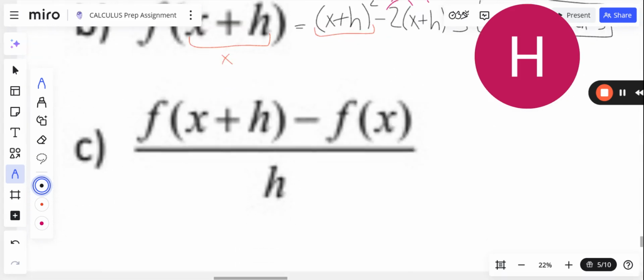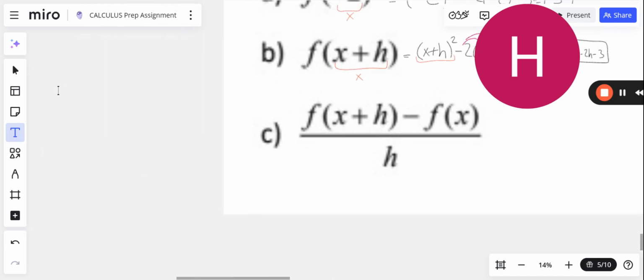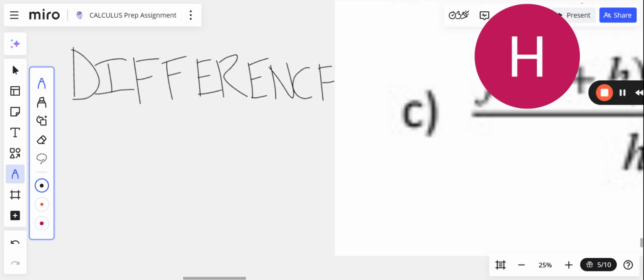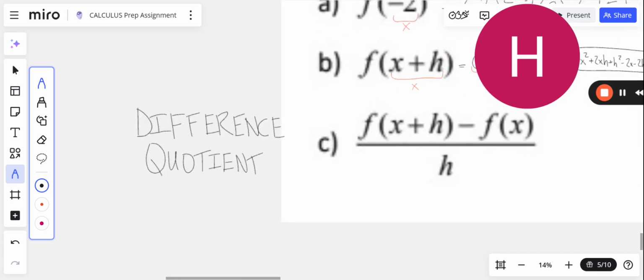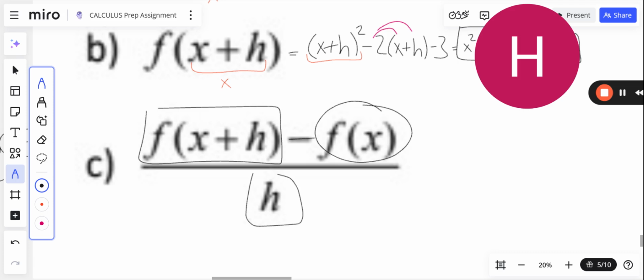But here's where things get truly interesting. This, what we're looking at, is called a difference quotient. Very important term and phrase to use here. This is called a difference quotient. Why do we call it that? Well, let's look at the words that we're using. Difference means subtraction. Quotient means division. So we're basically going to be doing some subtraction and some division. See that? We're taking this, we're subtracting it, and then we're dividing by h.